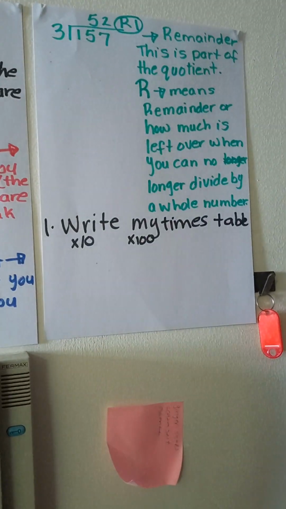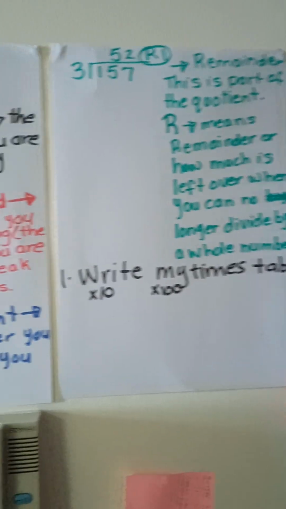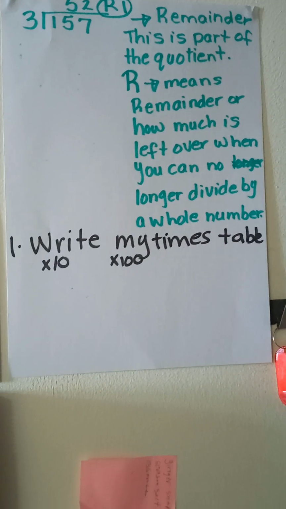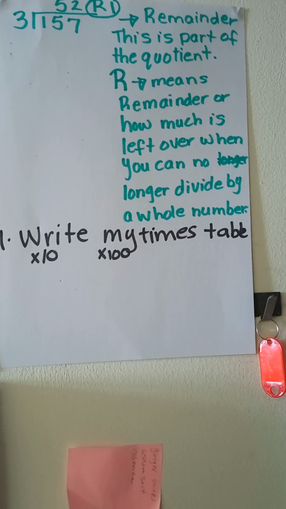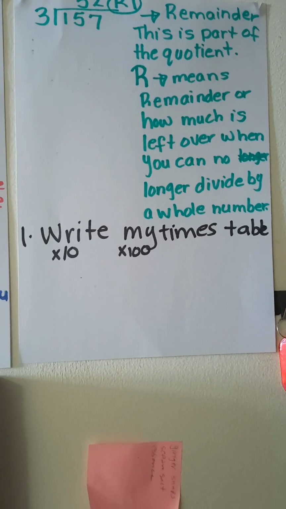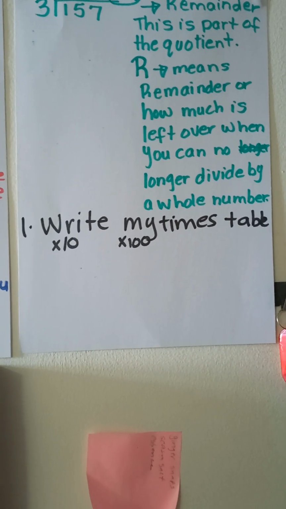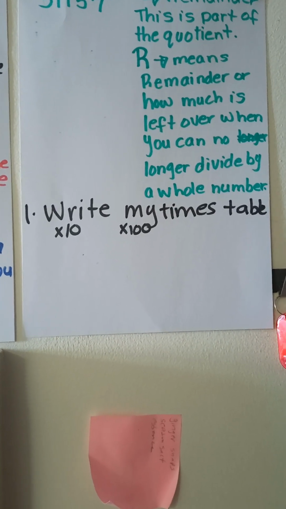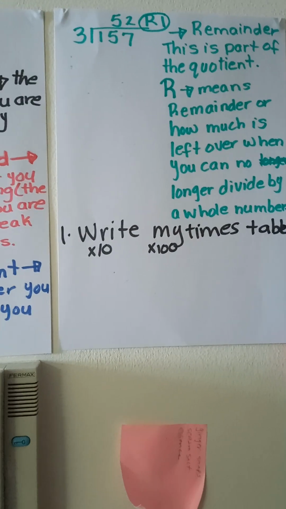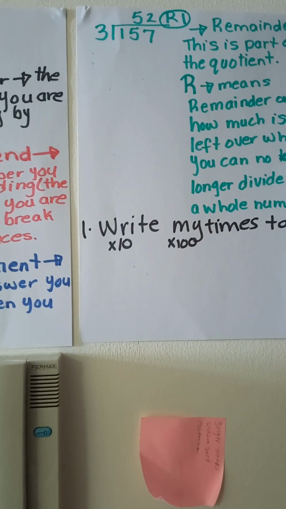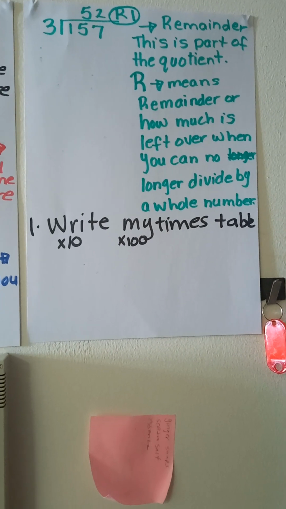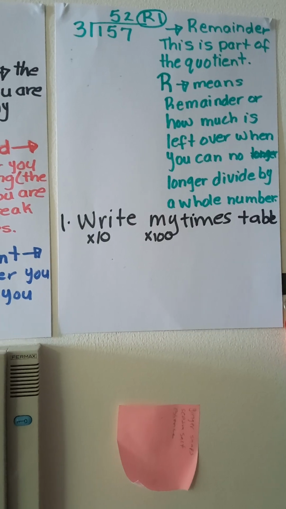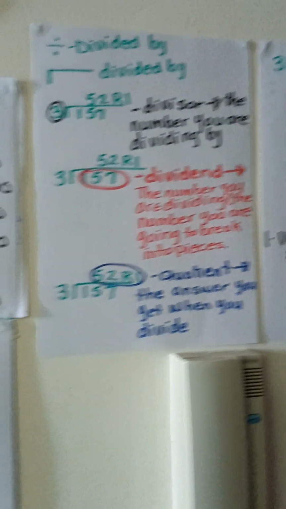Okay, now over here, we have the letter R. It means remainder. It's a part of the quotient, a part of the answer that you get when you divide. The R means remainder, or how much is left over when you can no longer divide. When you cannot divide anymore, the answer that you get is called a remainder. Normally, in math, you just say R. When you can no longer divide by a whole number, you say R, or remainder.